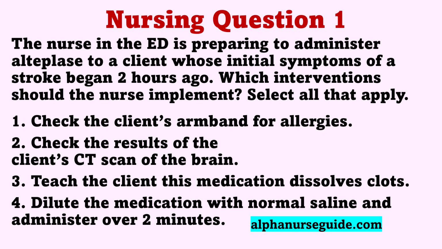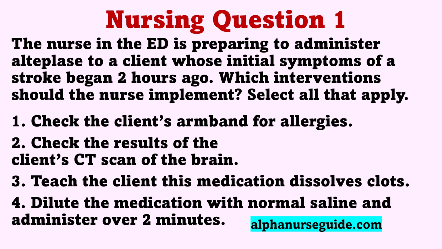The correct answers are 1. Check the client's armband for allergies, and 2. Check the results of the client's CT scan of the brain. Rationale: the nurse should always check the client's armband prior to administering medication. There are 3 types of strokes: thrombotic, embolic, and hemorrhagic. The nurse must know that the client has not had a hemorrhagic stroke before hanging a medication that destroys clots. Administering alteplase, a thrombolytic medication, to a client who has had a hemorrhagic stroke can result in the client's death.